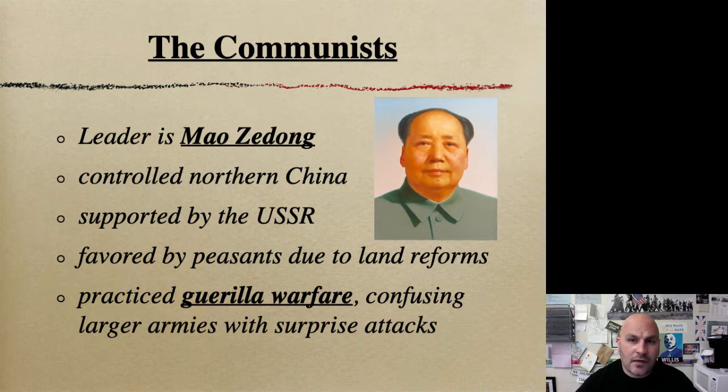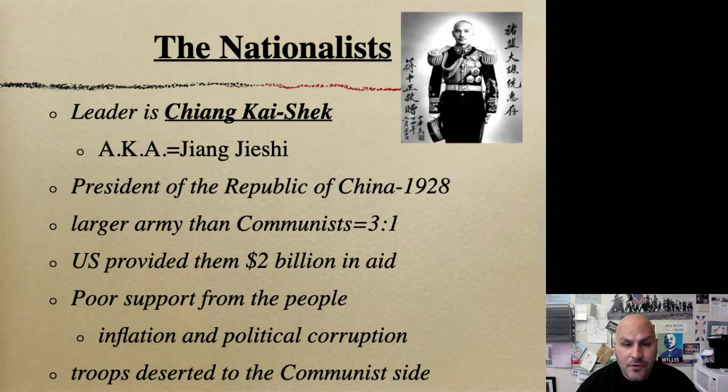On our next slide, we're going to talk about the nationalists, which are our pro-democratic forces. Those pro-democratic forces are going to be led by the president of the Republic of China, who is Chiang Kai-shek, also known by another name, Jiang Jieshi. So write down Chiang Kai-shek, leader of the Democratic Nationalist Forces, president of the Republic of China in 1928. And despite the fact that he has triple the size of the communist army, he is going to lose this civil war against the communists.